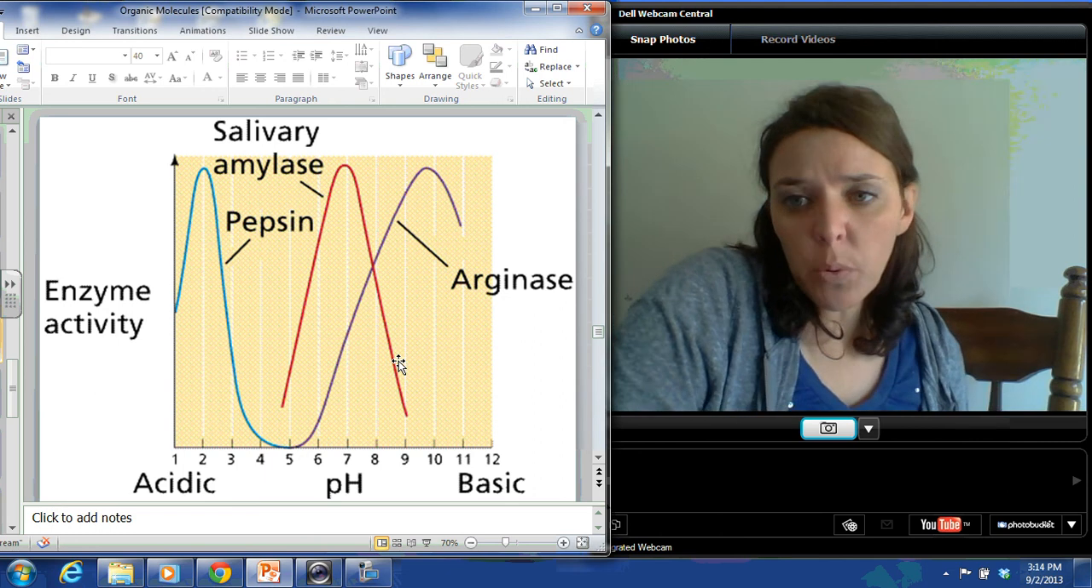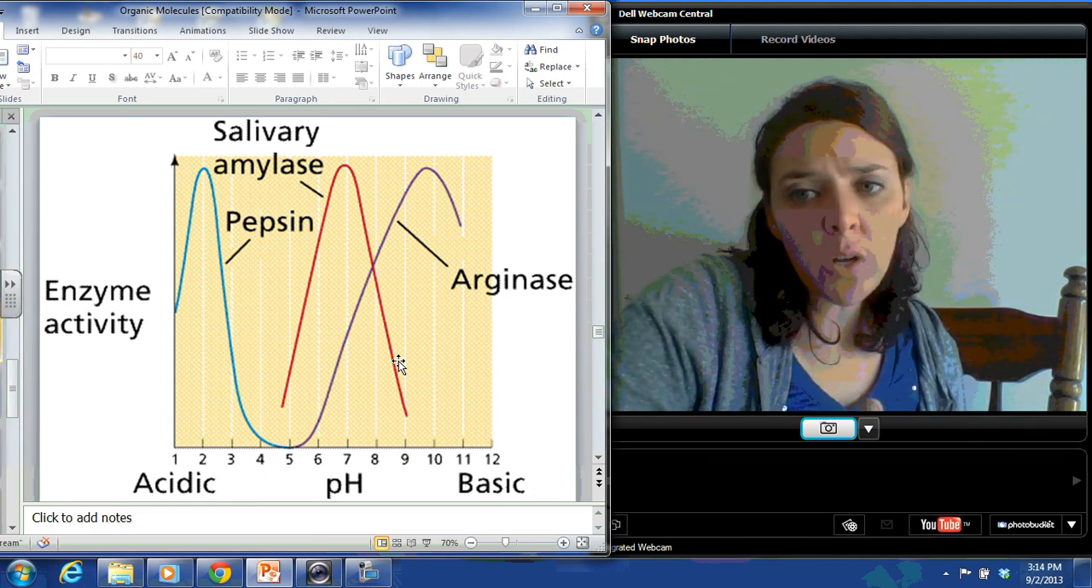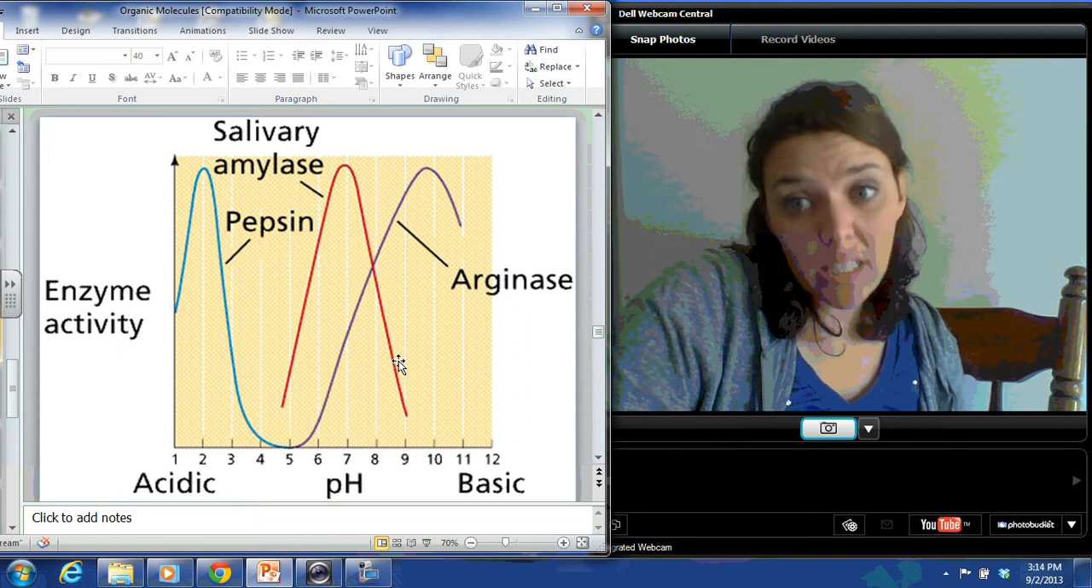So this is a very quick version of enzymes, which are extremely important. All the reactions that happen in your body require enzymes in order to happen.